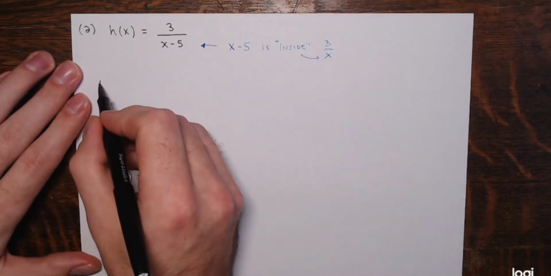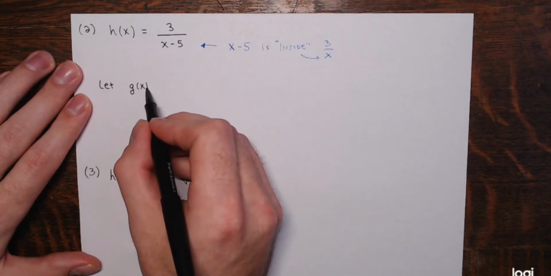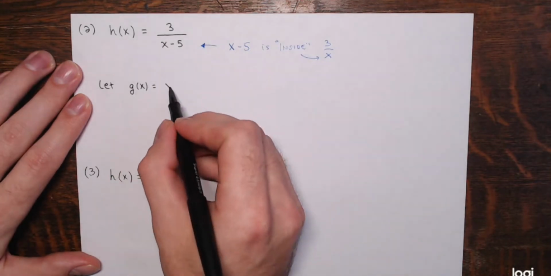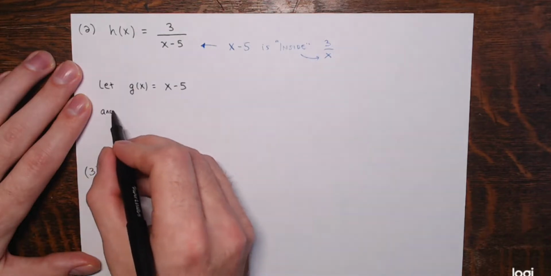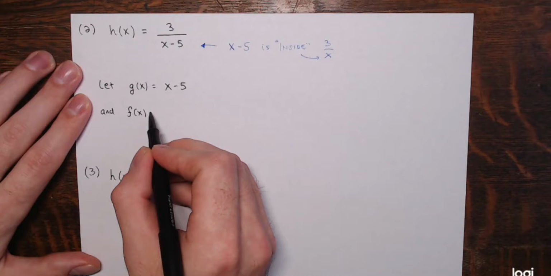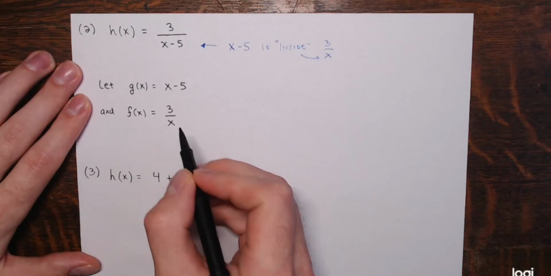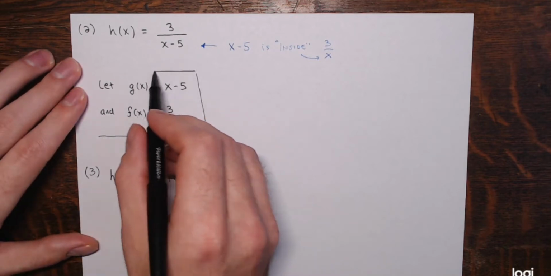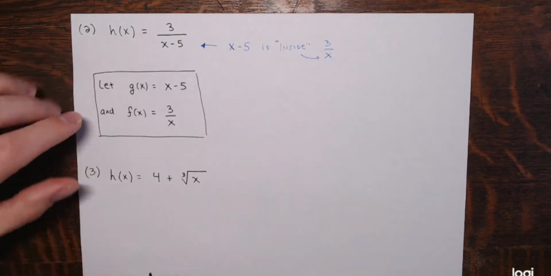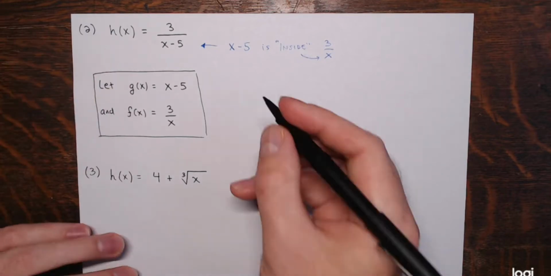So if we let g of x be the inside function, x minus 5, and f of x be what x minus 5 is inside, 3 over x, this should be good enough. This should be a good decomposition of h of x into two functions that are composed to get it. Now let me check it.